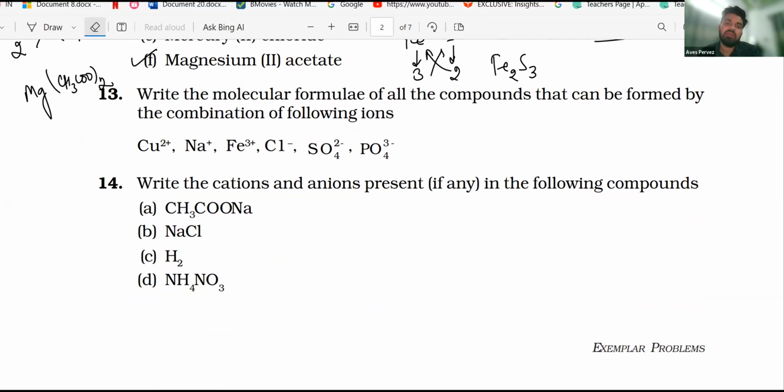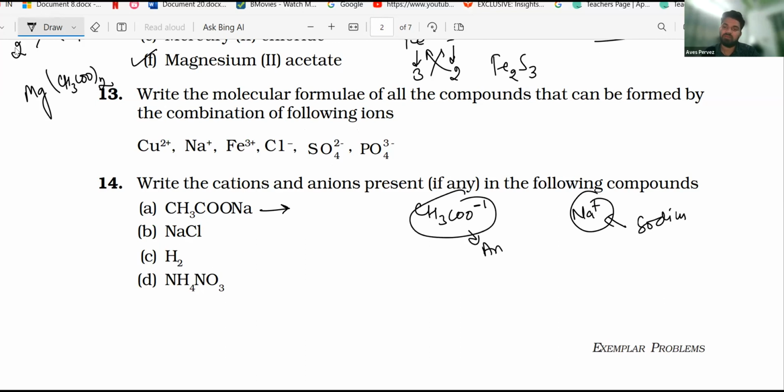You need to find out that cation is positively charged and anion is negatively charged. It is asking to write the cation and anion present, if any, in the following compounds. So this is CH3COO, which has negative one charge, and Na has positive one charge. So this is the sodium cation, and this one is the anion. The one with positive charge is cation, and the one negatively charged is anion.